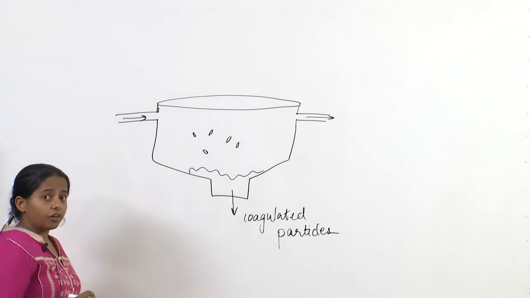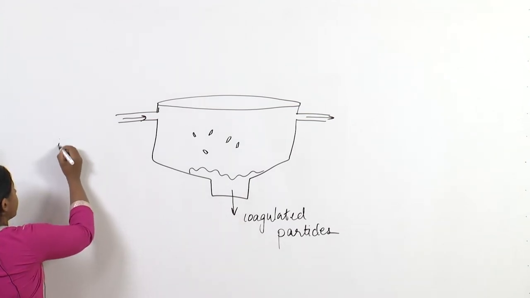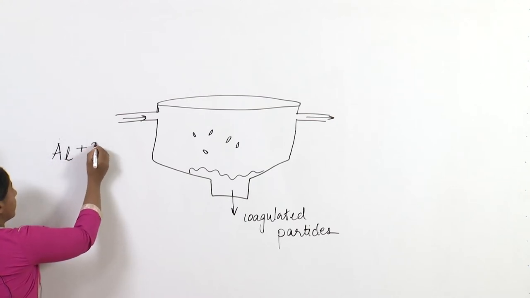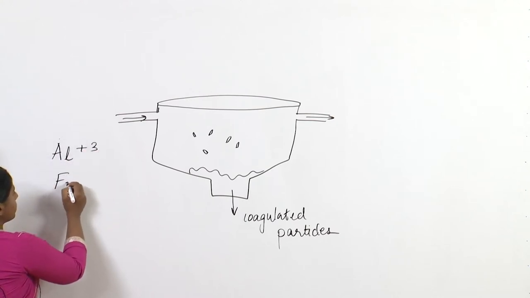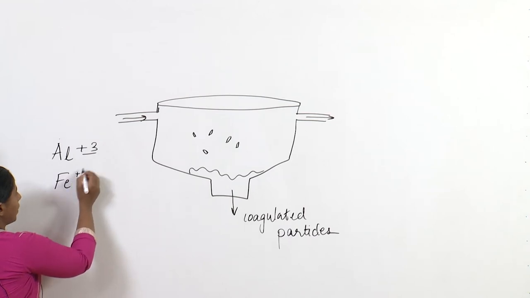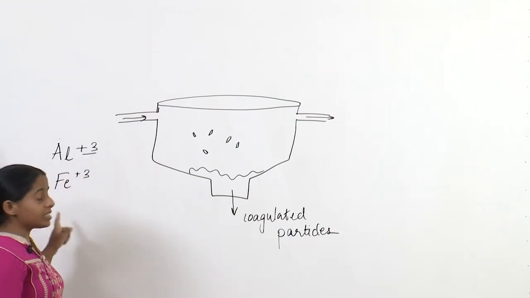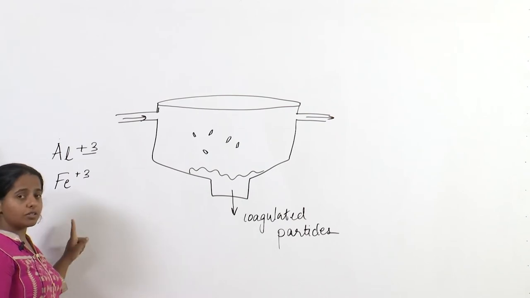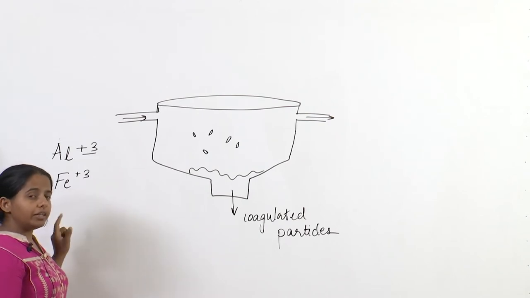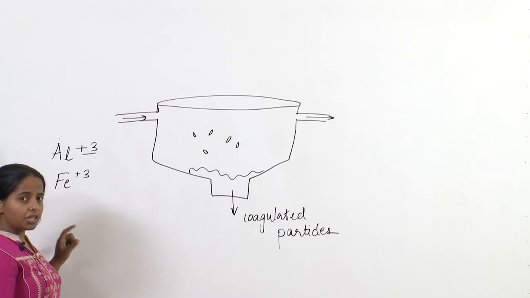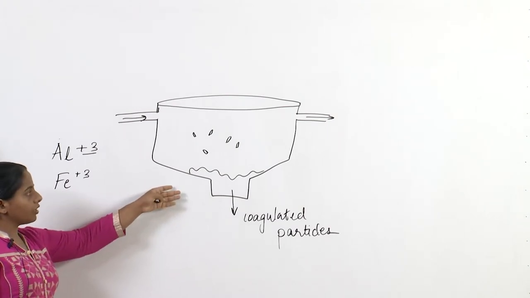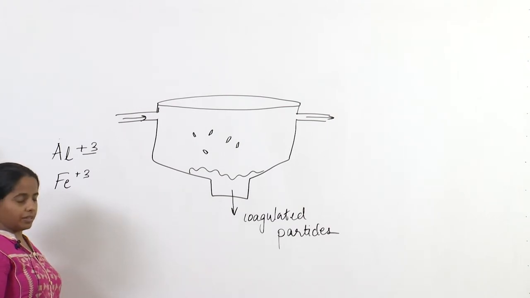A typical coagulant is a salt of aluminium with triple positive charge, having given away three electrons, or ferric, which is called alum. This is a typical coagulant that is used in most laboratories and many drinking water and water treatment systems, where we use the coagulation process to get rid of smaller particles.